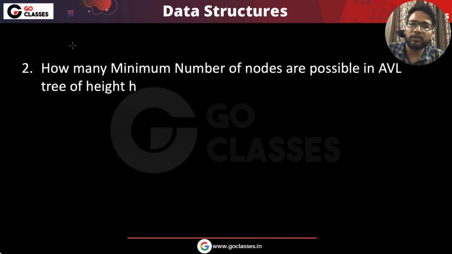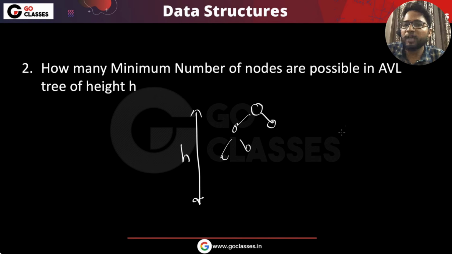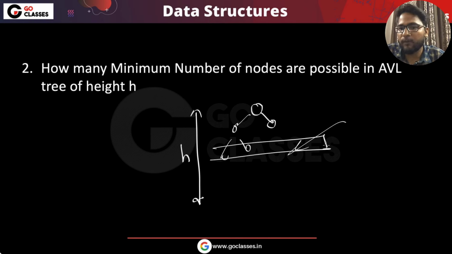Now let's solve the second question, which is asking how many minimum number of nodes are possible in an AVL tree of height h. They are saying that height h is given to you, and this problem is very interesting because here they want the minimum number of nodes. Earlier it was very simple, we wanted the maximum number of nodes, so we kept throwing the maximum number of nodes per level. But here we want the minimum number of nodes for the height h.